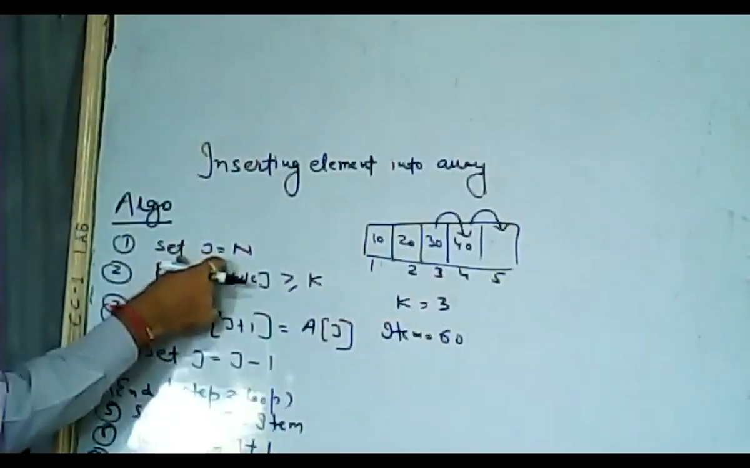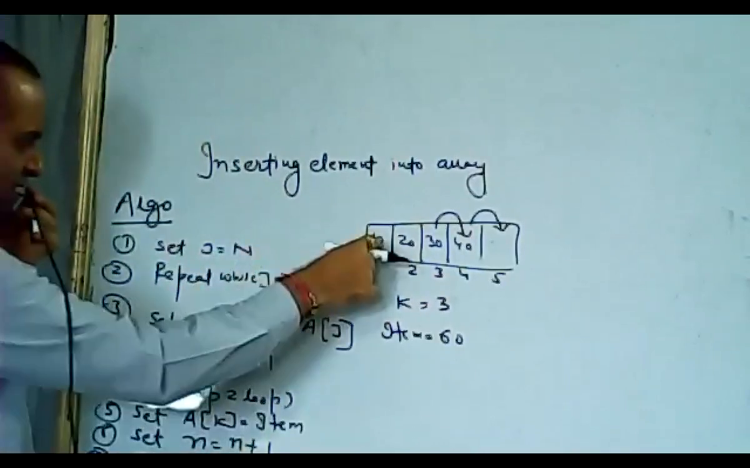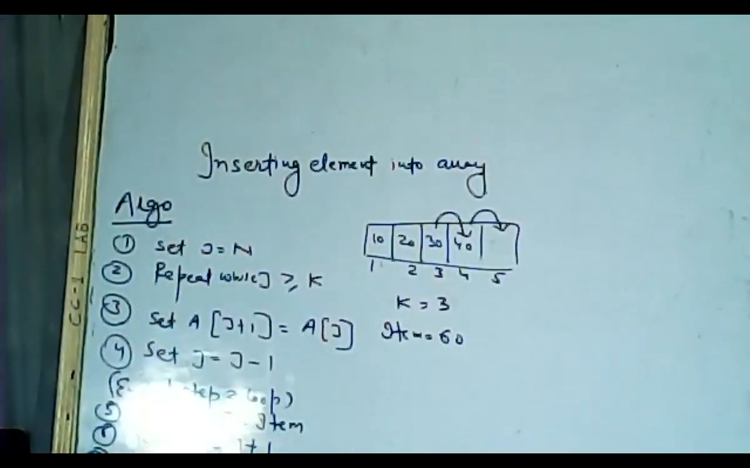So set J is n, where n is the number of elements before insertion. How many elements do we have in the array? Four, sir. Four elements, yes. So n will be 4.